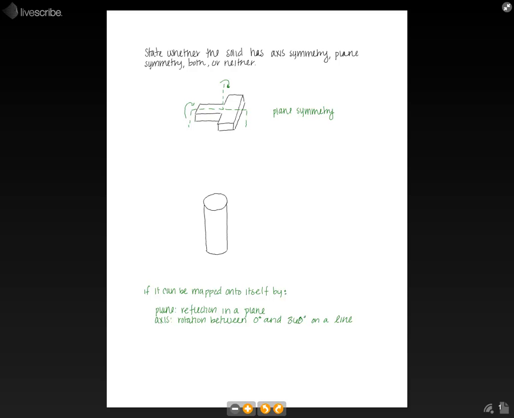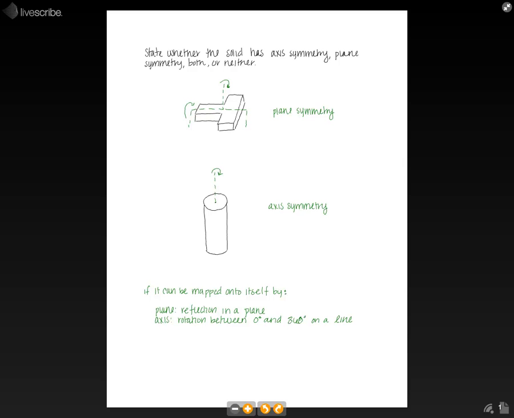Alright, so this next figure is like a cylindrical prism. So what we have here, if we draw an axis in the center right here, the question is, can we rotate this around between 0 and 360 degrees and get the same figure? So since the base is a circle, the answer is yes. So this has axis symmetry.